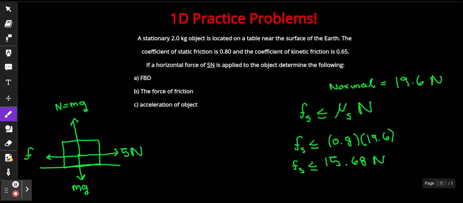Since our force applied to the right is much less than 15.68 newtons, the force of friction that we get is going to match the force that we apply. So the force of our friction is going to be our static friction, and it's going to be 5 newtons, such that our net force is 0. If our net force is 0, then we know that our acceleration is also 0. So the acceleration of the object is 0 meters per second squared.